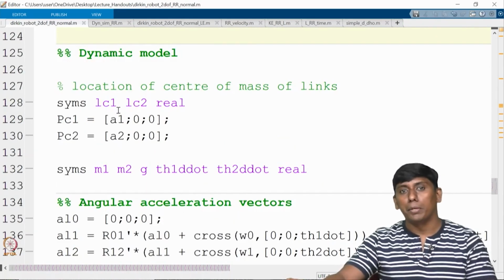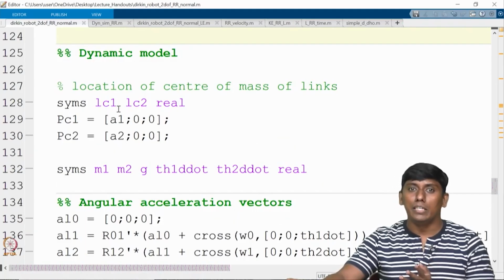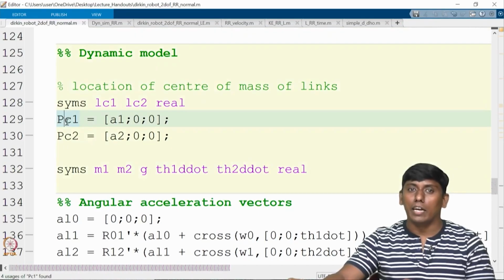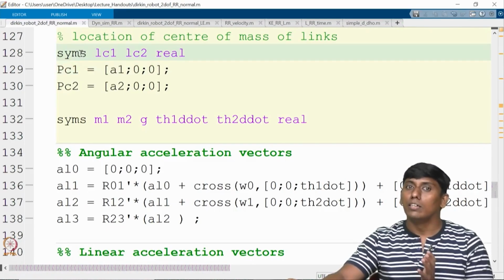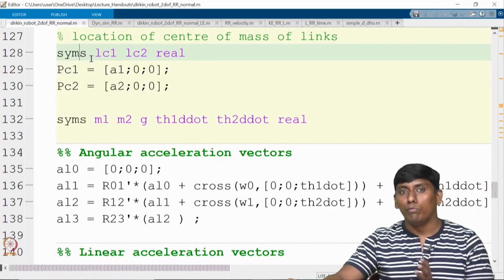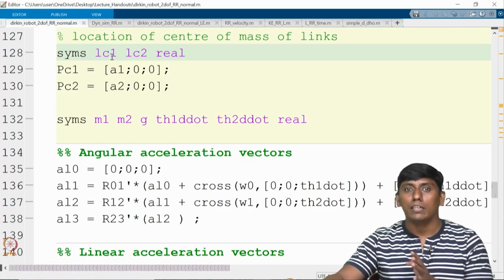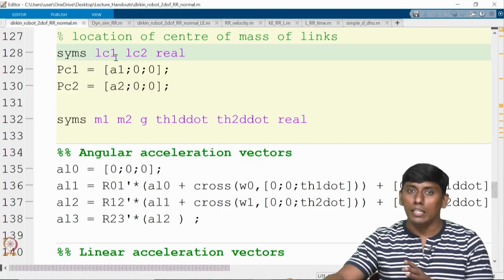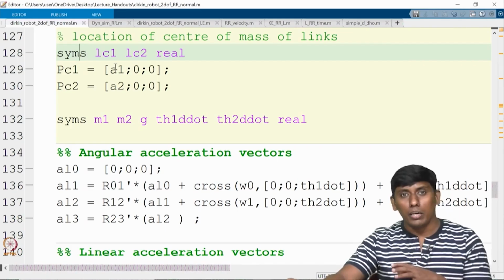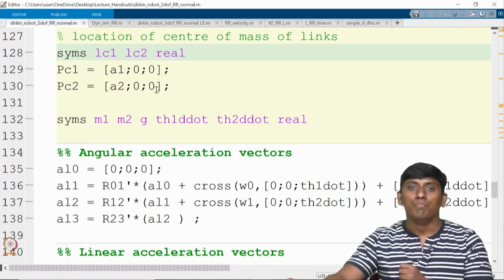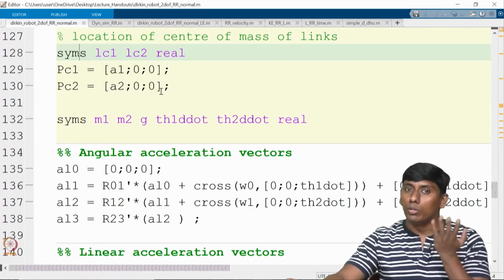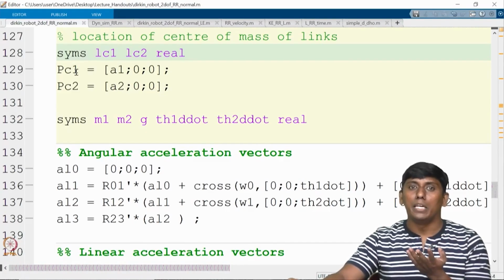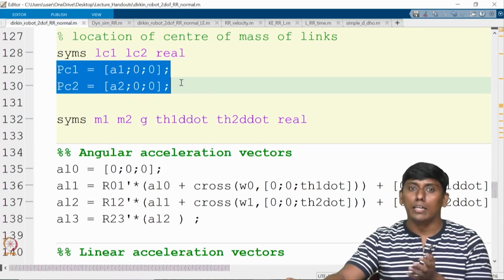Then we are coming to the dynamic model. For the dynamic model, what is the first step we did? We found the location of the center of mass. That we have already derived, and that vector we have substituted here. Right now this definition is not required, but if you want, you can write LC1x, LC1y, LC1z, and similarly for the other link. If you know the exact solid model and the exact location of the center of mass, you can do it. Right now we have taken a line diagram, so based on that PC1 and PC2 are written in this form.